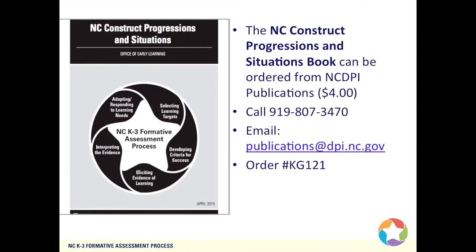You can download this booklet, the North Carolina Construct Progressions and Situations, for free, a digital copy, on the live binder, as I showed at the beginning of the module. You can also buy a paper version, if you'd like, from NCDPI Publications by calling this number or emailing Publications with the order number KG121.